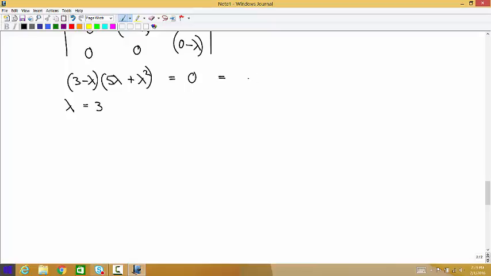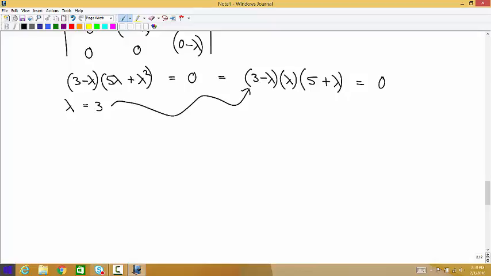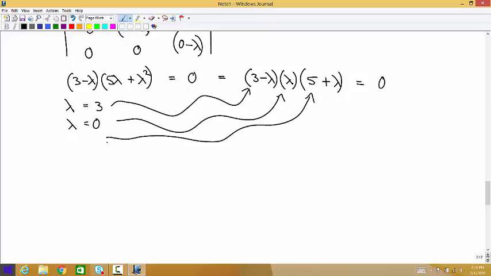And we can factor this out into 3 minus lambda, lambda, and 5 plus lambda. Okay, so one of these roots is equal to 3, if that one's equal to 0. If that one's equal to 0, lambda is equal to 0. And if that one's equal to 0, lambda is equal to negative 5.